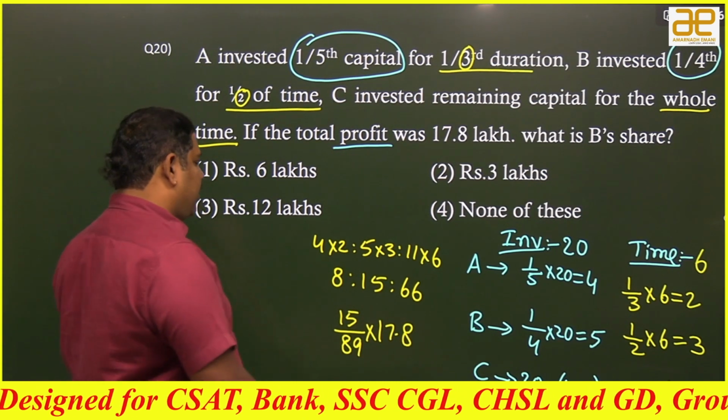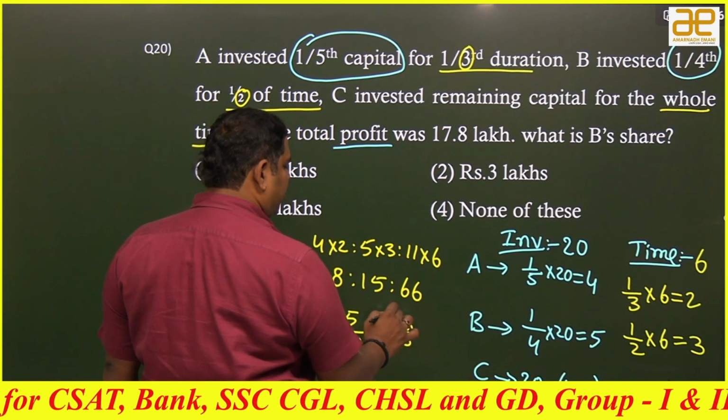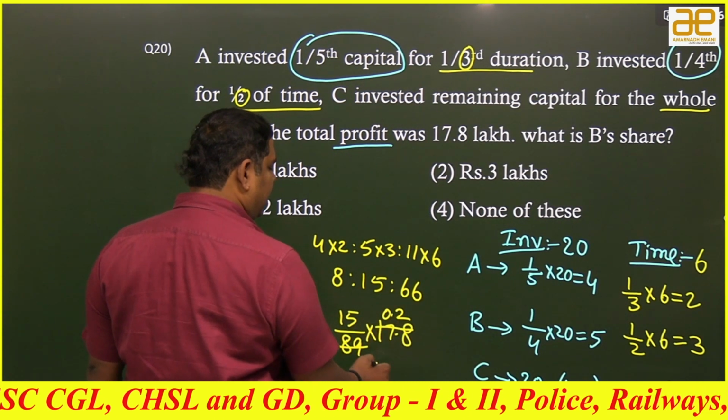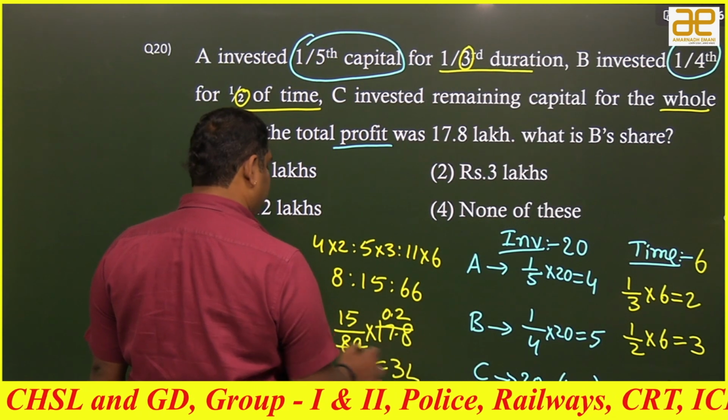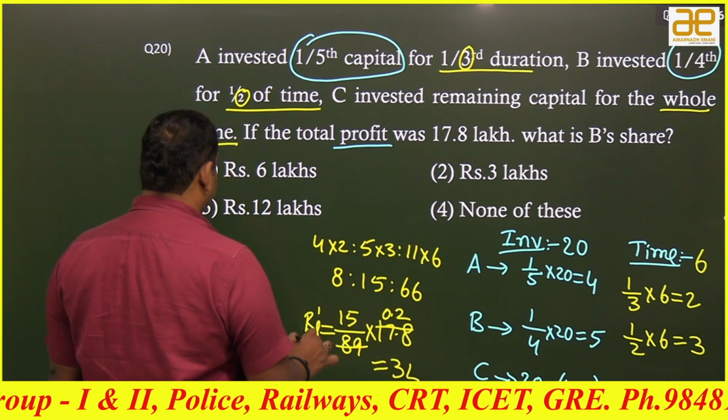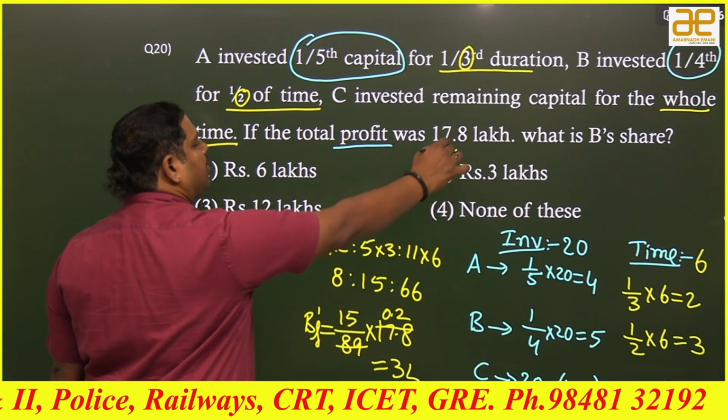Forget about the decimals, 89 ones, 89 twos. Now the decimal is there, 0.2, 15 twos are 30, and if you keep the decimal it will be 3 lakhs. What is the share of B? It is 3 lakhs. So which option is the answer? The second option is the answer.